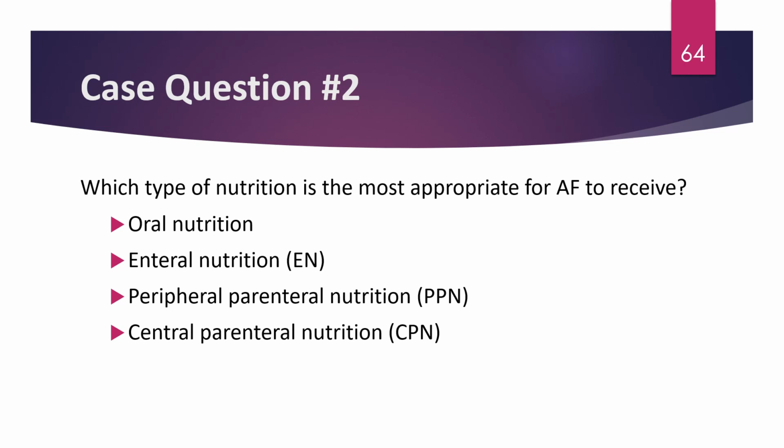The next question is, what type of nutrition is most appropriate for the patient to receive? So the answer here is enteral nutrition, or EN. This patient was intubated, so they are not able to actually take in oral nutrition. And because the GI tract is functional, we actually don't need parenteral nutrition. So parenteral nutrition by the peripheral route or the central route is not indicated if you have a functional GI tract. So enteral nutrition or tube feeding is the best answer for this patient.